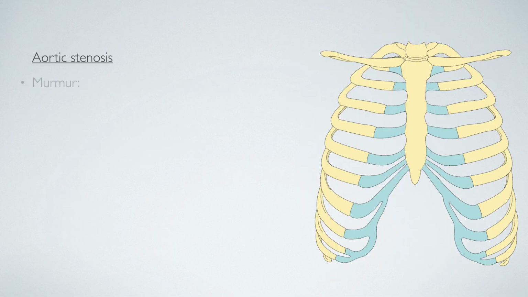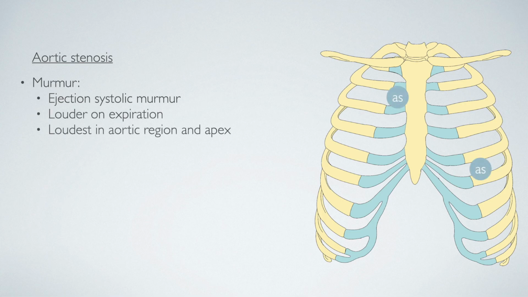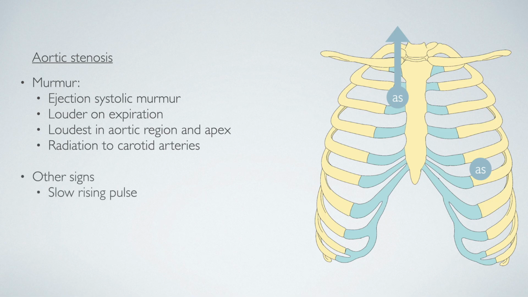The murmur of aortic stenosis is characterized as an ejection systolic murmur. The murmur is louder in expiration and is heard best in the aortic region and in the apex of the heart. The murmur radiates in the direction of blood flow towards the carotid arteries. On clinical examination, you may also find a slow rising pulse and low blood pressure.